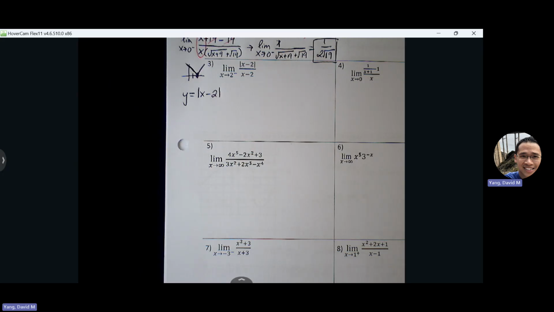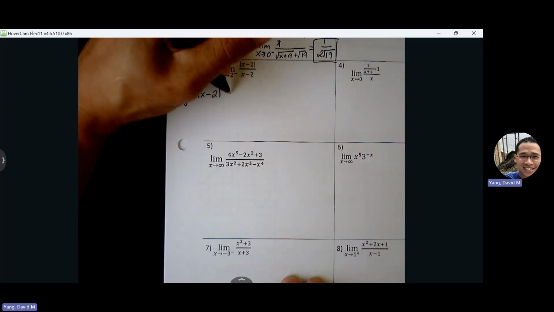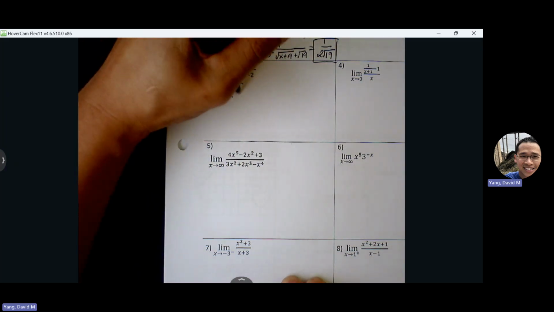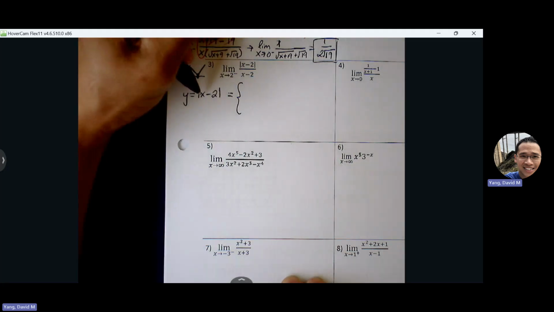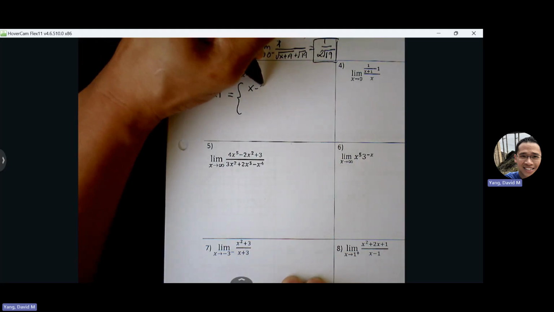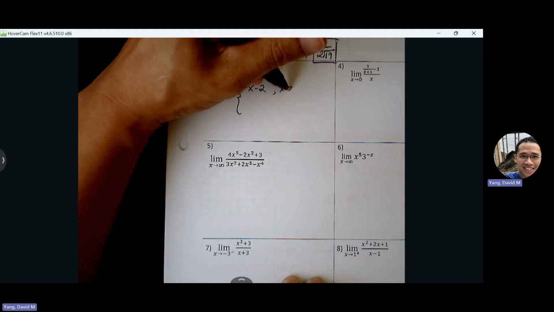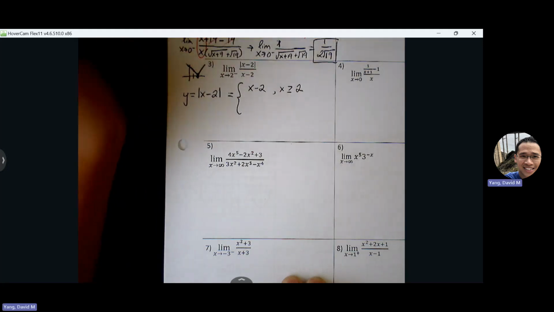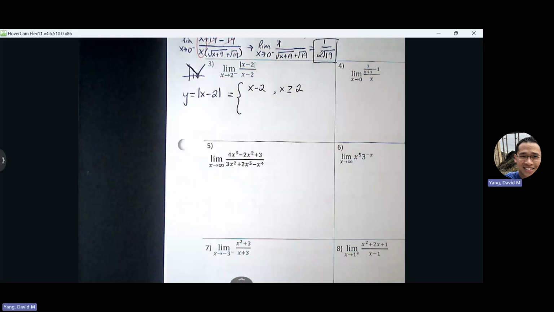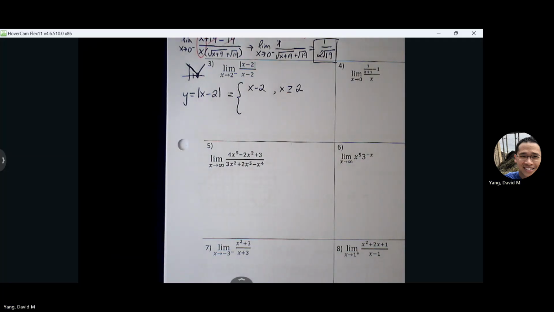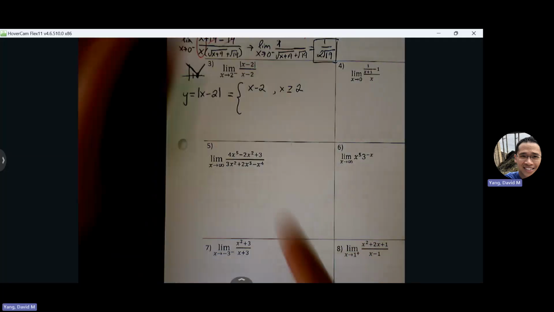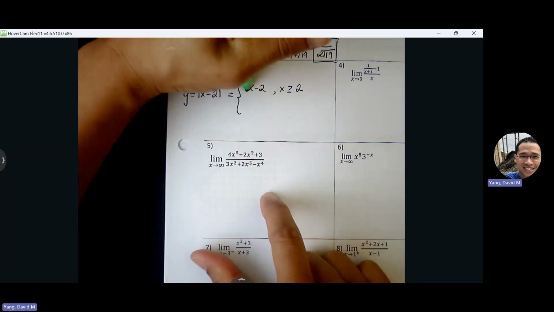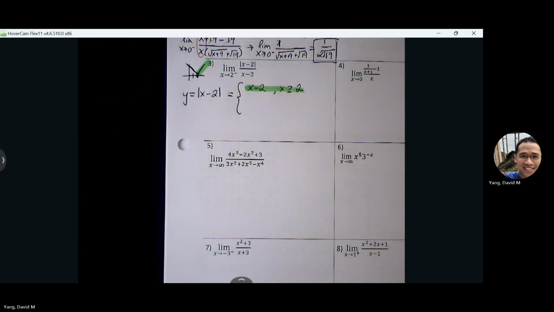The end of one graph is the beginning of the other, and they meet at 2, 0. So with absolute value of x minus 2, I know I can break it down into 2 linear graphs. One linear graph is just the x minus 2, and that graph is only living to the right of 2. That's talking about this branch to the right. So this piece is that.